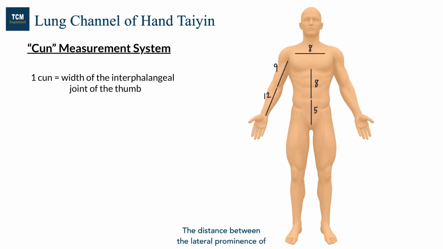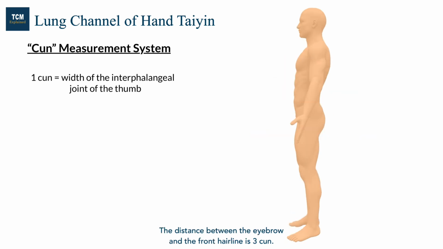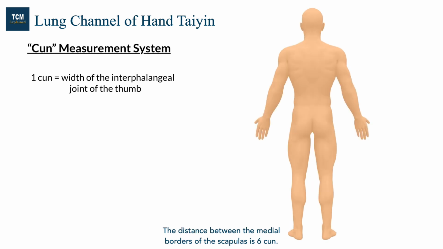The distance between the lateral prominence of the greater trochanter and the popliteal crease is 19 Cun. The distance between the eyebrow and the front hairline is 3 Cun. The distance between the front hairline and the back hairline is 12 Cun. The distance between the medial borders of the scapulae is 6 Cun.